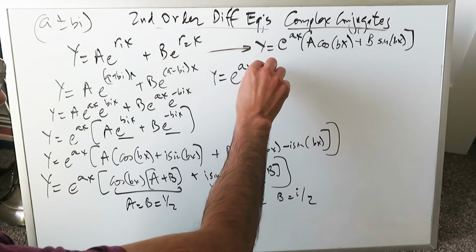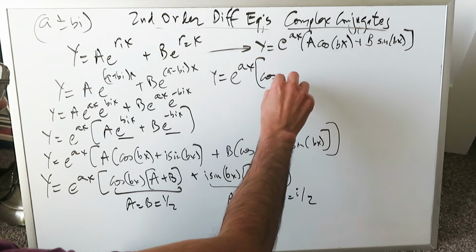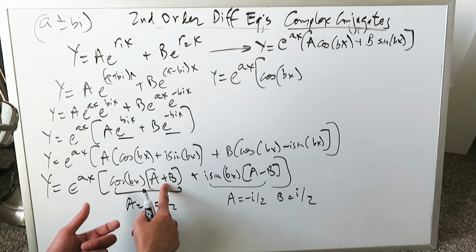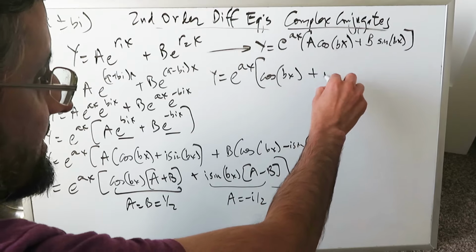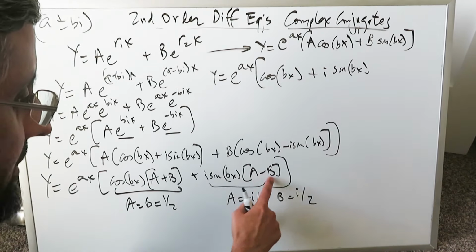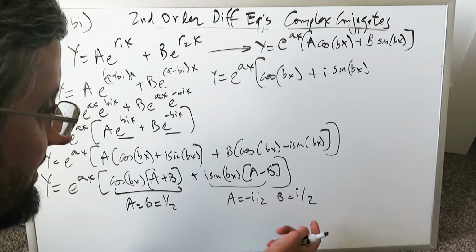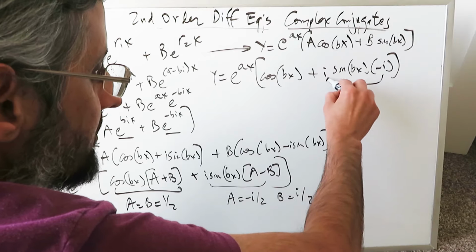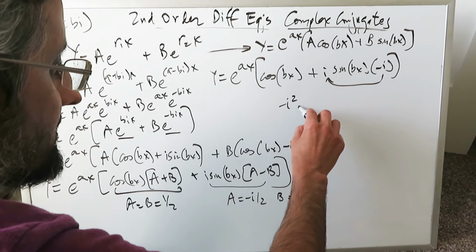All of these values for a's and b's will come into play, and we'll bring them here. y is equal to e exponent ax. I have a cosine bx. a plus b is a half plus a half, which is a 1. There's no need to write a 1, it's meaningless. Plus I have a sine bx. a minus b is minus i over 2 minus i over 2, which is a minus i. This minus i is going to multiply with this, and you'll have a minus i squared.